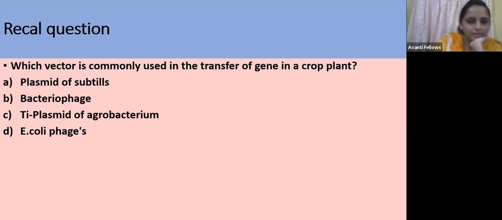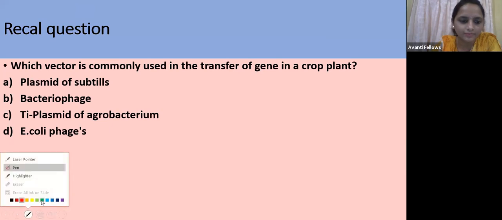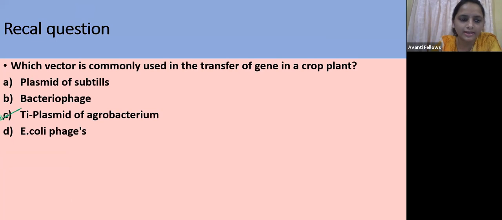Okay, guys, see here. No one chose option A and option B. 50% have chosen option C and 50% have chosen option D. I told you yesterday that in plants, we use the plasmid, that is the Ti plasmid of agrobacterium. It is a soil bacteria, a gram-negative bacteria. So option C is the correct answer.